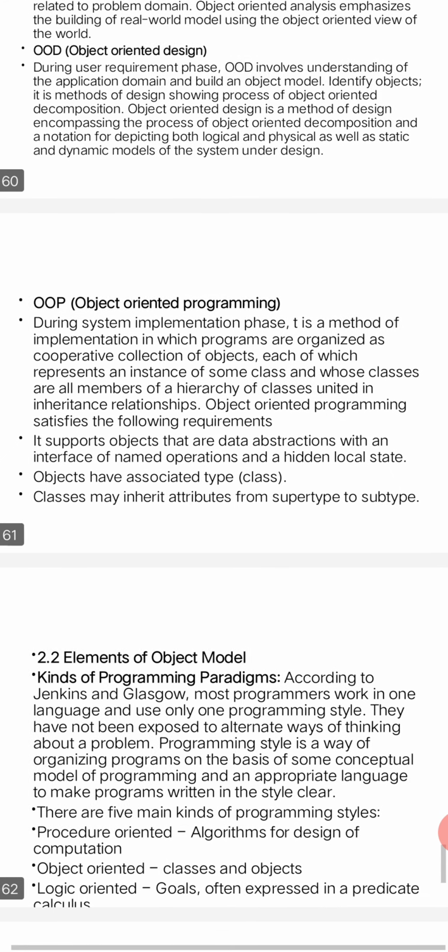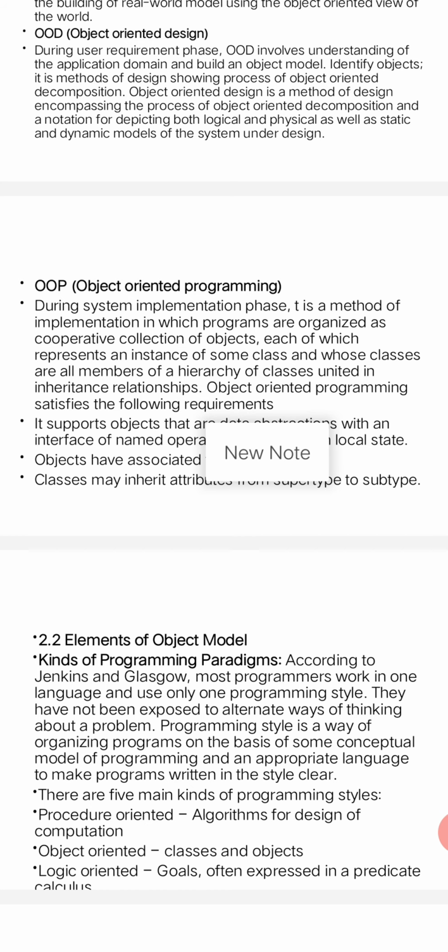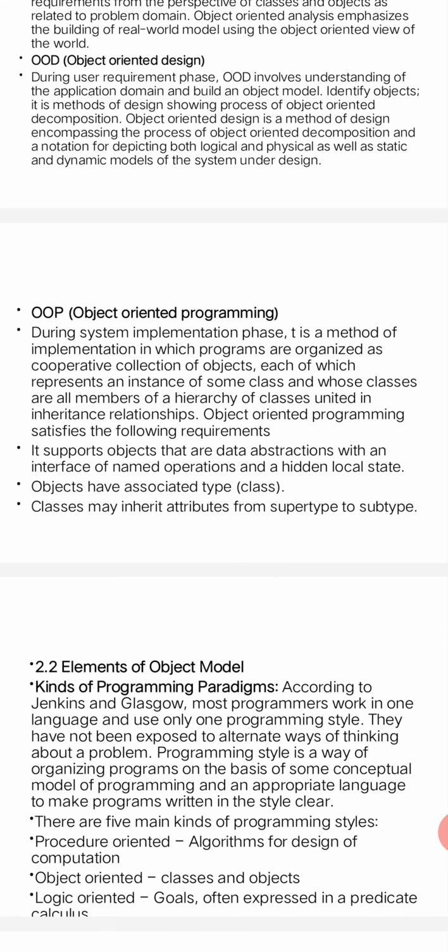Next, coming to object oriented programming. During the system implementation phase, it is a method of implementation in which programs are organized as a cooperative collection of objects, each of which represents an instance of some class, and whose classes are all members of a hierarchy of classes united in inheritance relationships. So in object oriented programming we discuss the topic of inheritance.